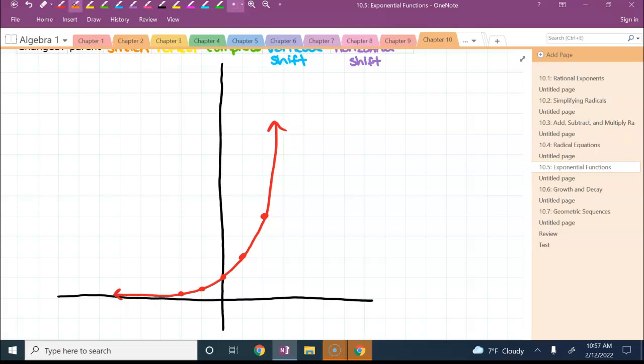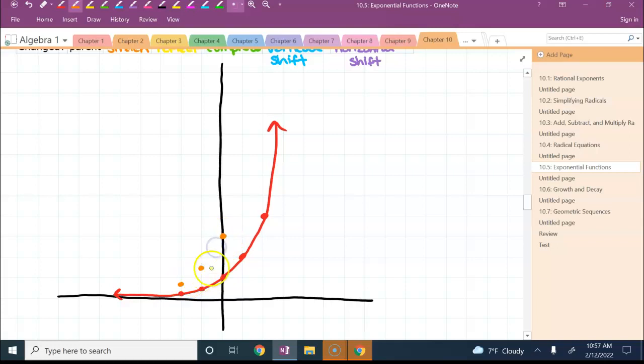Now the next one we said stretched it. So that means that my graph is going to be moving a little bit faster. So it's going to increase more rapidly. So at -2, we're at 3/4. At -1, we're at 3/2, which would be 1 1/2. At 0, we're at 3.